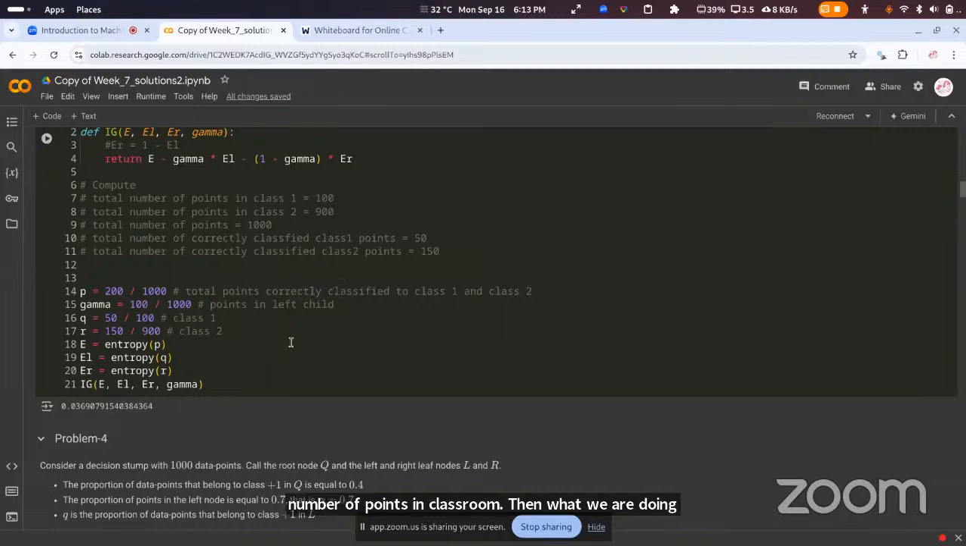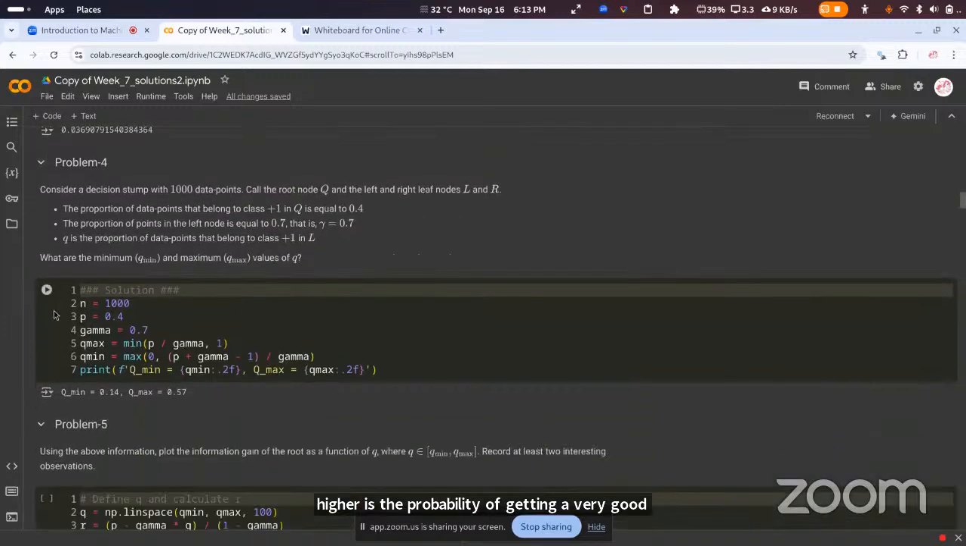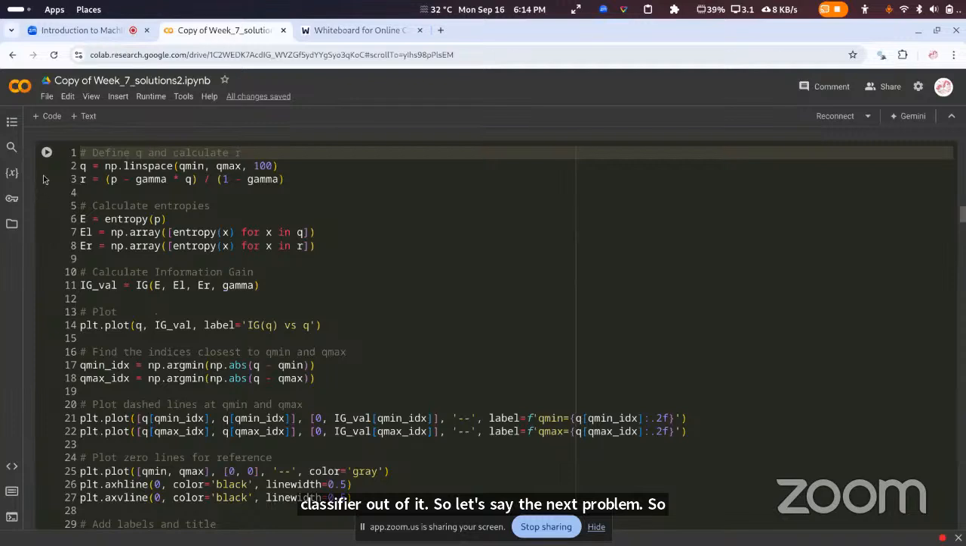I hope you have understood up to this part. For the data which I gave, the information gain was around 0.036. The higher the information gain, the higher the probability of getting a very good classifier out of it. So let's see the next problem. I'll skip this part.